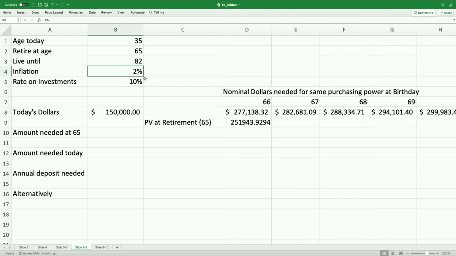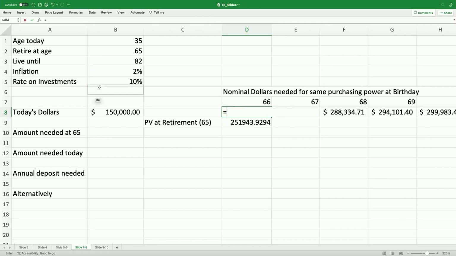Hopefully it makes sense. If there's inflation through time, you're going to need more money at your 66th birthday, 67th, 68th. So it would be as if you had $150,000 in purchasing power today. How exactly would we figure that out? Well, I have it here in the Excel sheet for you.